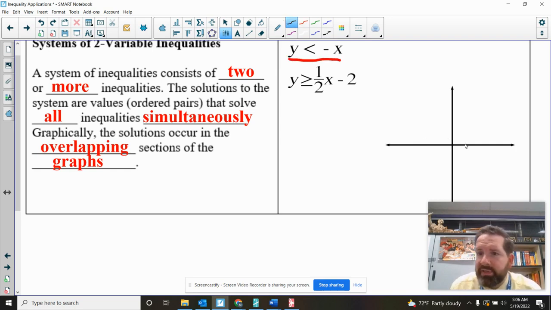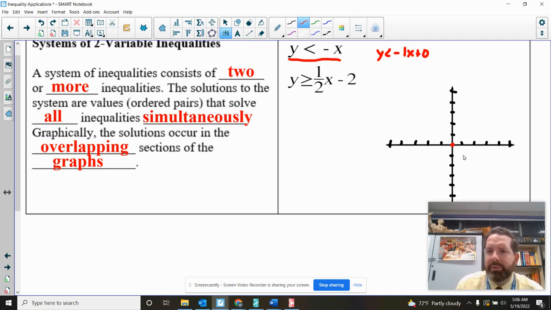So first, I want to put some marks here on my axes. Then 5 up and down. So y less than negative x. Well, negative x is really like negative 1x plus 0. So that means start at 0 and go down 1, right 1. It's a less than, so this will be a dashed line. And it's a less than, so I'm going to shade below.